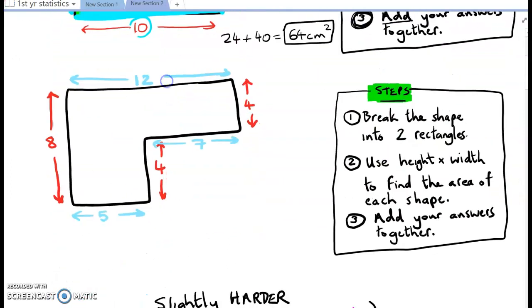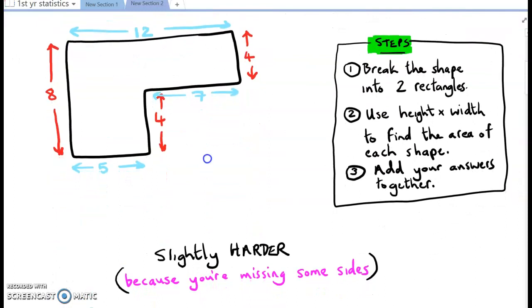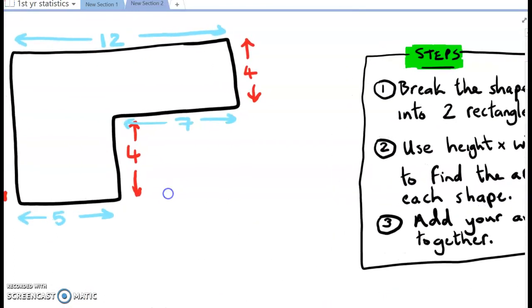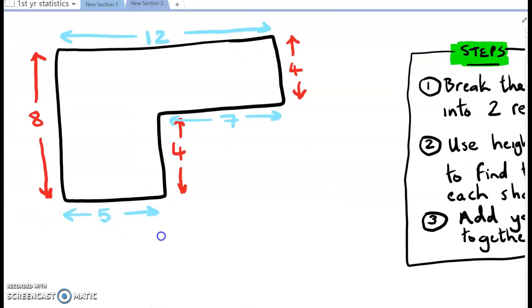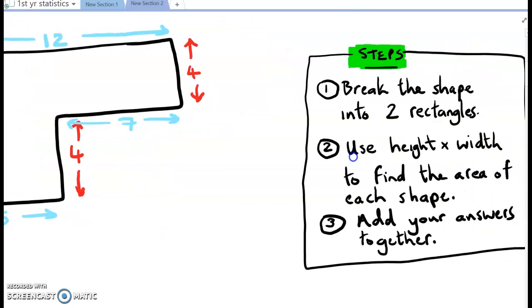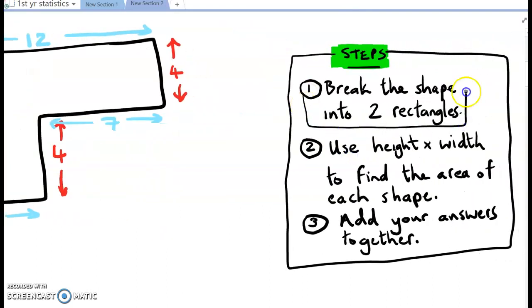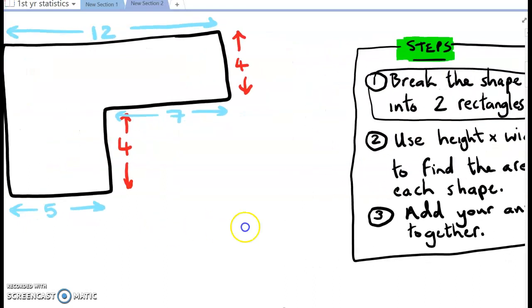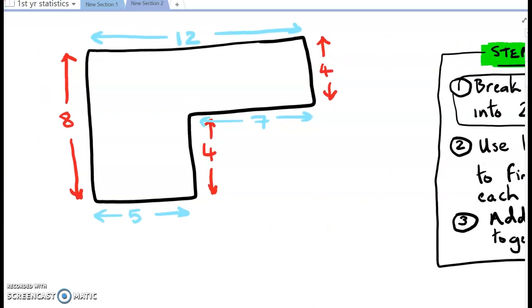Okay, let's try another one of those here. Same again. We have an L shape here, and let's look at the steps. We have to break it into two rectangles. And again, I can do it with highlighters. I can draw my line along here, or I could draw my line along here, and this is going to give me the same answer. Now, where will I draw my line? I don't mind. Let's just draw it there.